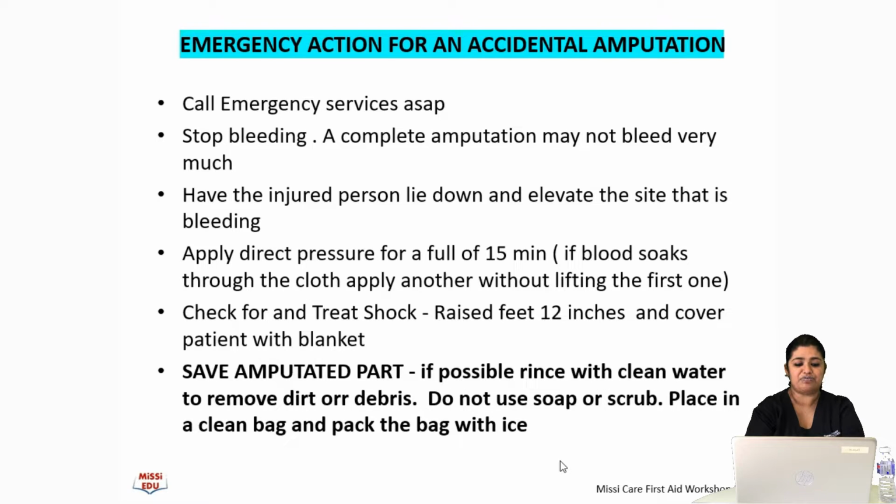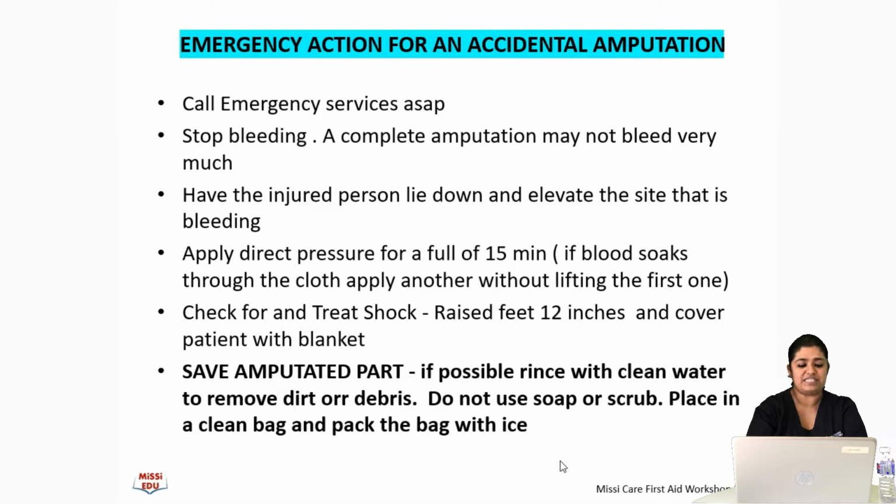Have the injured person lie down and elevate the site that is bleeding. You can elevate up to 45 degrees. Apply direct pressure for a full 15 minutes. If blood soaks through the cloth, apply another without lifting the first one. This is exactly the same as I have explained earlier. Check for and treat shock. Raise feet 12 inches and cover the patient with a blanket.